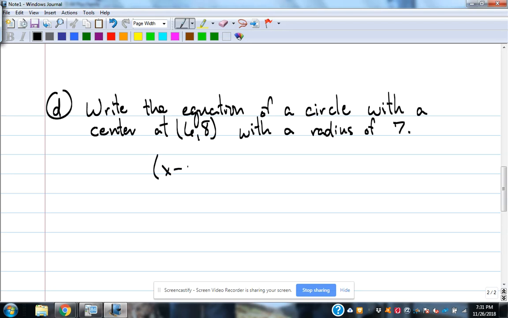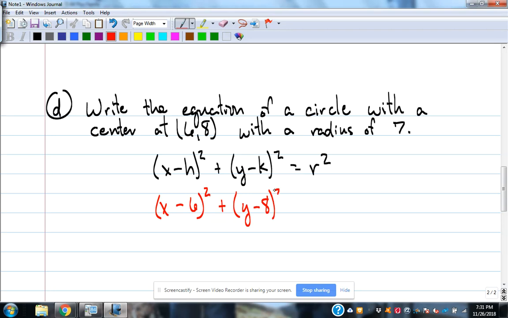Remember the generic form is that. So what goes in the place of h? 6. So we get x minus 6. What goes in the place of k? Minus 8 squared. What is r squared? 49. We get the square of the r.